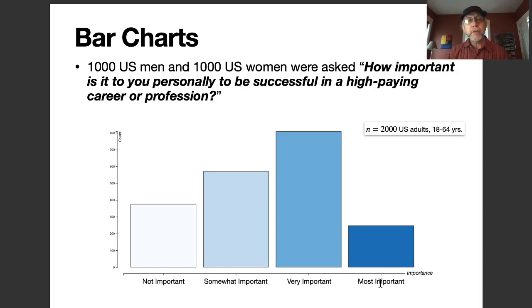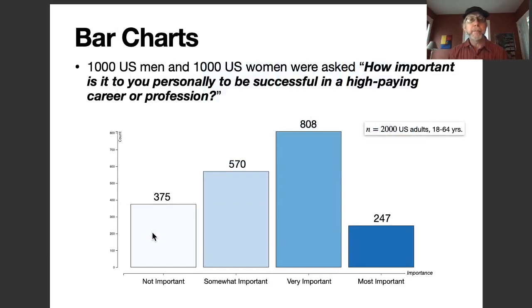And here you see the distribution of those responses. The most common response was that it was very important to have a successful career, but not the most important thing. In fact, those who responded that it was the most important thing to be successful were actually the smallest group in the sample. The second largest group were those who responded that it was somewhat important, and the third largest group was those who responded that it was not important at all.